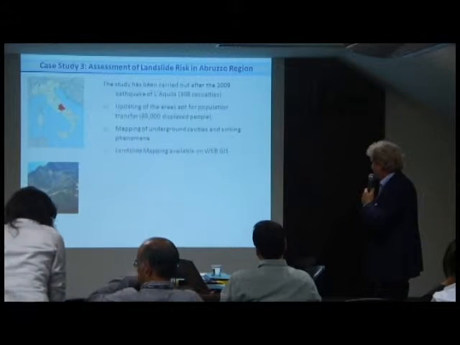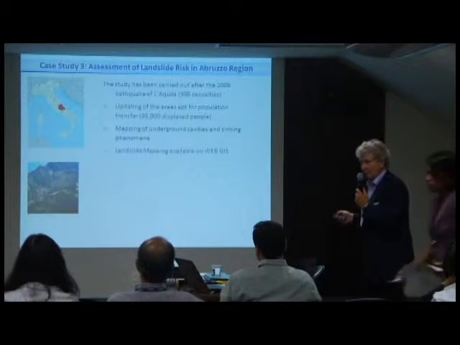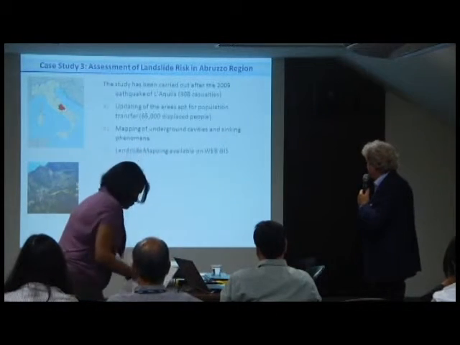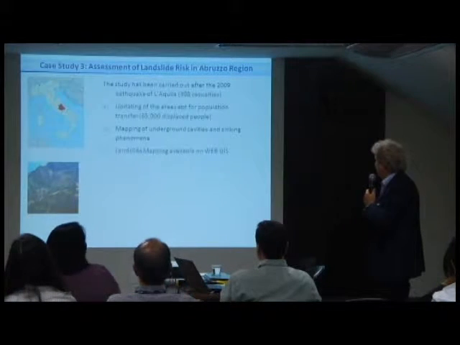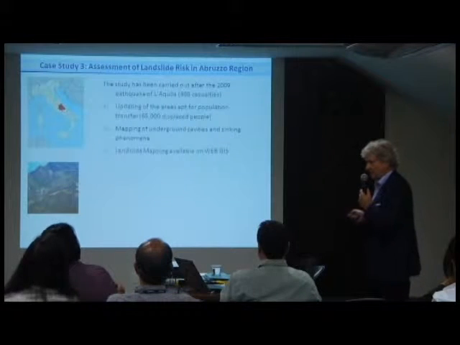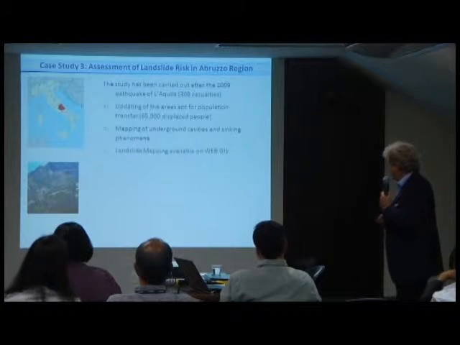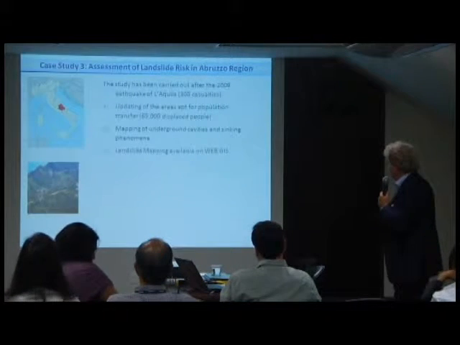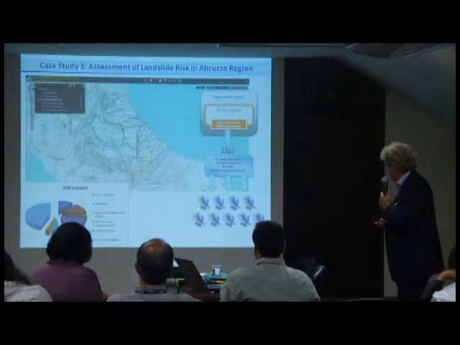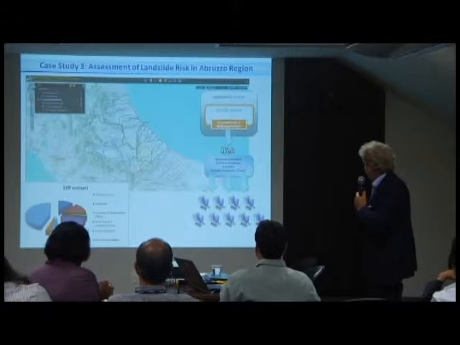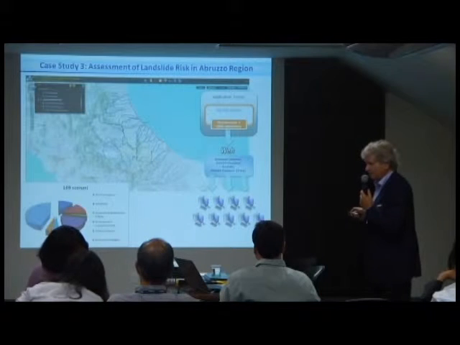This study has been carried out in Aquila, and this is after the big earthquake that we had in Italy in 2009. We had 300 casualties, but the main problem was to find the areas apt for population transfer, because we had a displacement of 65,000 people in this area. So we had the mapping for underground cavities and landslide mapping available on a WebGIS. What is interesting of this project is that we prepared and implemented a WebGIS systems in order to make all the information available to the public.